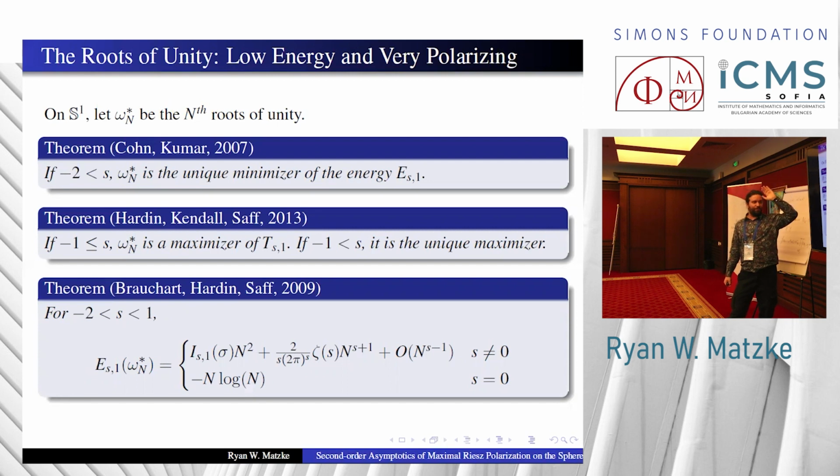So, looking at polarization on the circle, we first look at a few previous results to build up to where we want to go. We have from 2007 the universal optimality result of Cohn-Kumar, which basically says that for s greater than -2, the roots of unity are the unique minimizer of the Riesz energy. And then 6 years later, Ed with his collaborators Hardin and Kendall showed that for s greater than -1, the roots of unity are a maximizer of the discrete Riesz polarization, and in particular for s greater than -1, these are the unique maximizers. Unfortunately, the methods used for this result don't seem like they can be extended to the range between -1 and -2, but we believe that the statement itself should extend to the range s greater than -2.